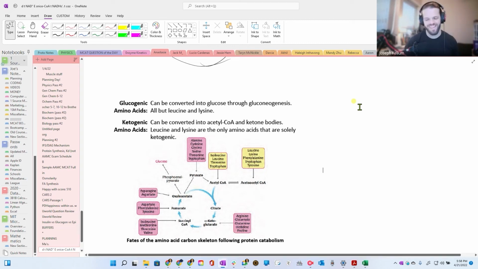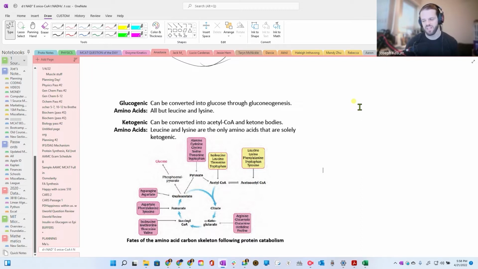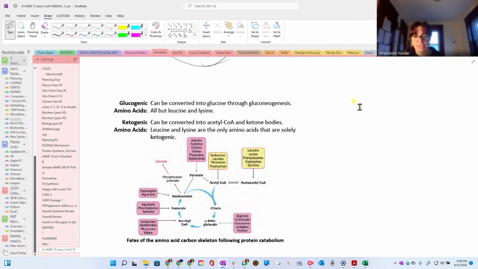So why are some amino acids glucogenic and some ketogenic? Like, why can't leucine and lysine become glucose?